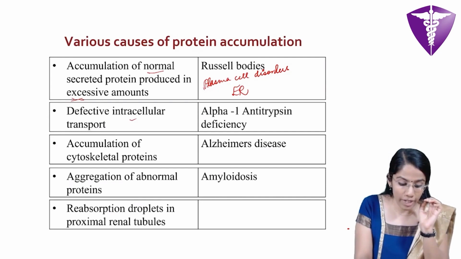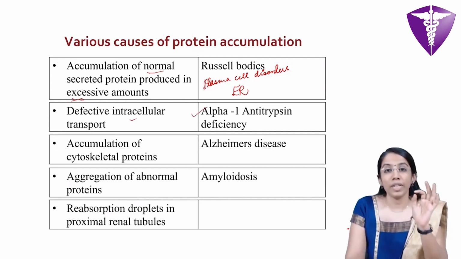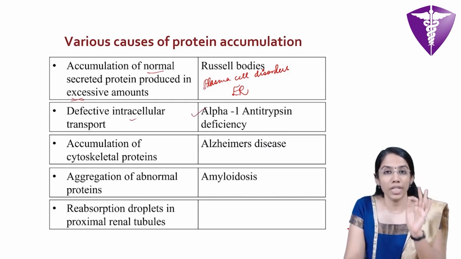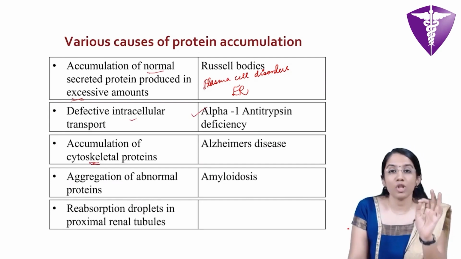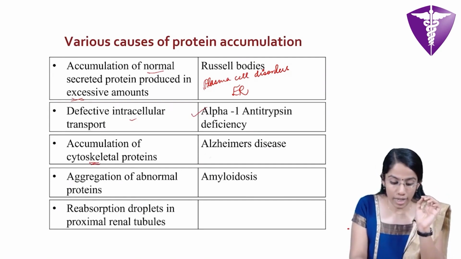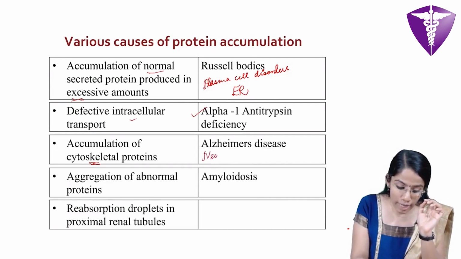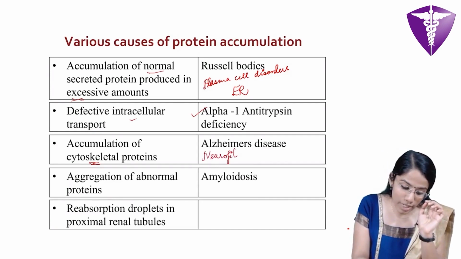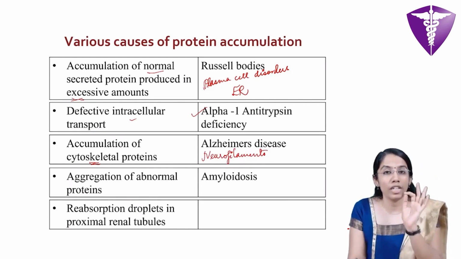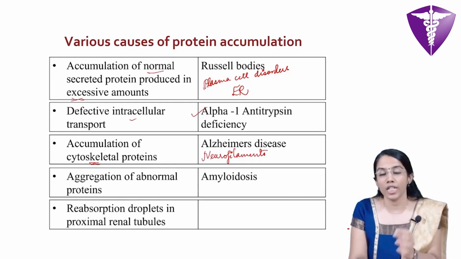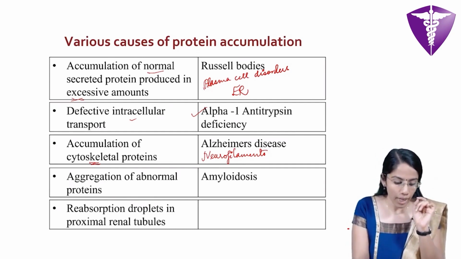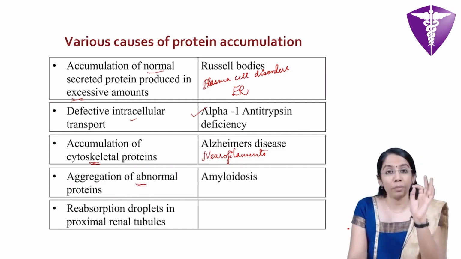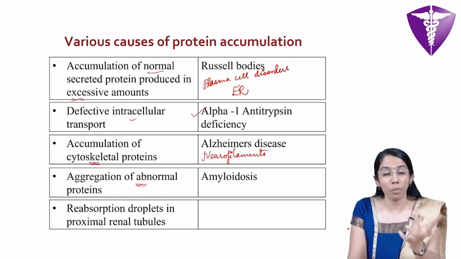Apart from this, defective intracellular transport, an example is alpha-1 antitrypsin deficiency. Third is accumulation of cytoskeletal proteins such as occurs in Alzheimer's disease. Neurofilaments are a type of cytoskeletal proteins which accumulate in Alzheimer's disease, leading to dementia. Fourth is aggregation of abnormal proteins.